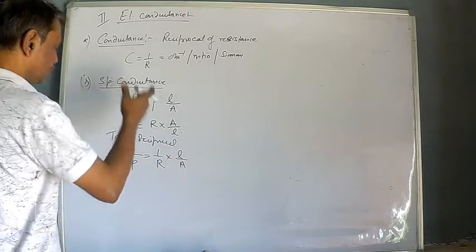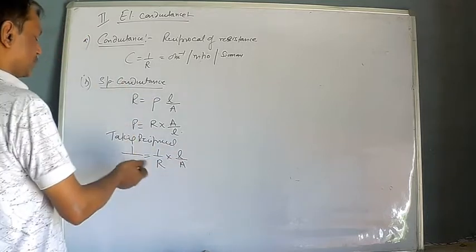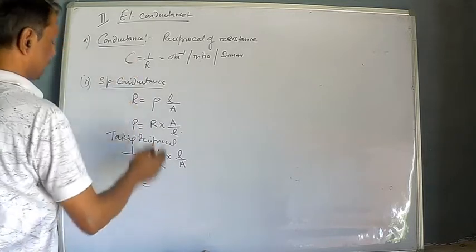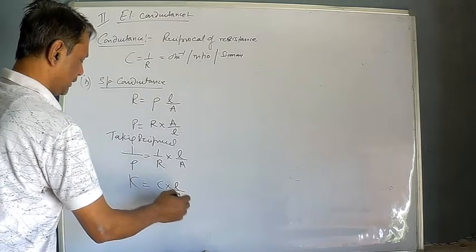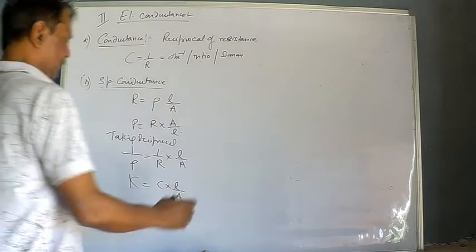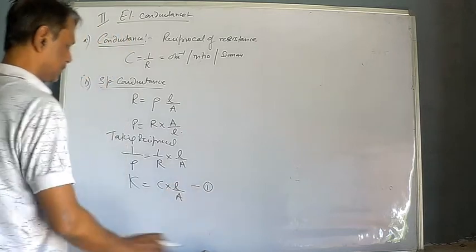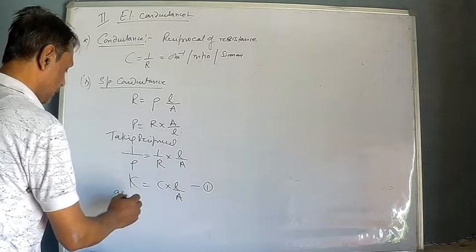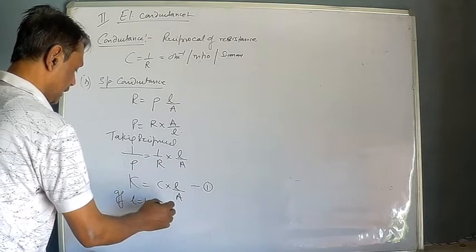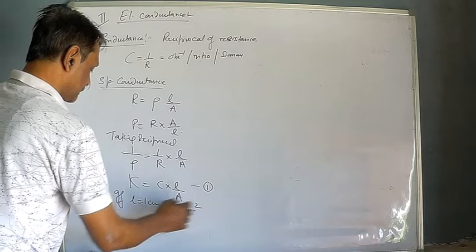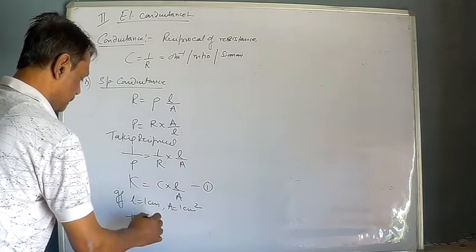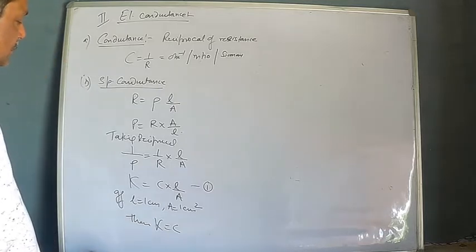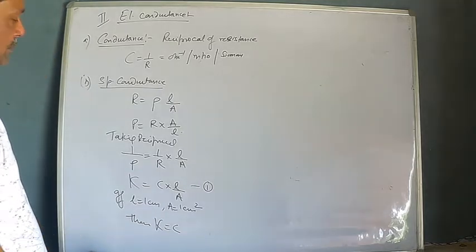Class, if rho was your specific resistance, then 1 by rho becomes your specific conductance denoted by kappa equals 1 by R, you know, it's your conductance, into L by A. Let us make equation number 1. Continuing further, if L equals 1 centimeter and A equals 1 cm square, then kappa becomes equal to C. So class, how can you define specific conductance?